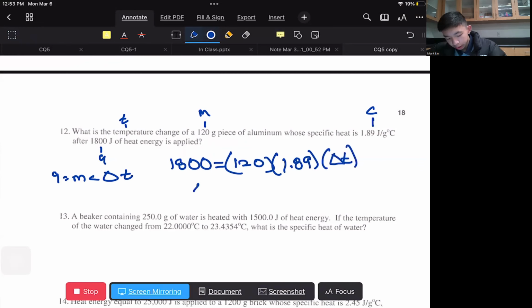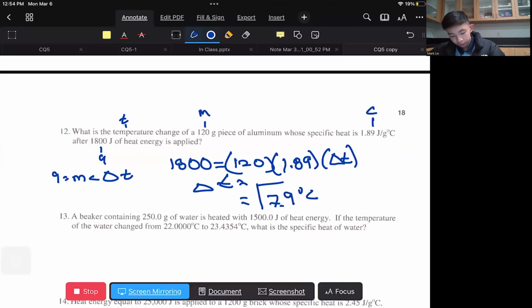So you plug this in your calculator, you should get... No, wait, no. T will be 7.9 degrees Celsius.